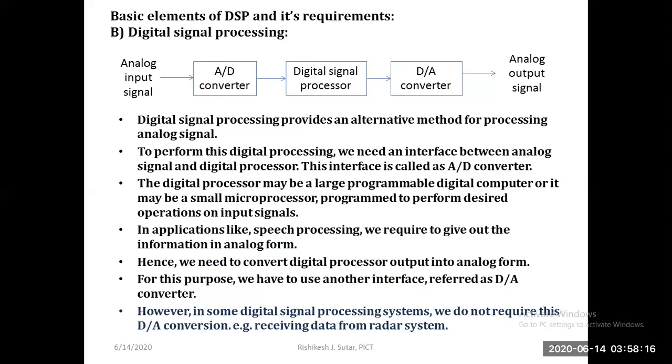However, in some digital signal processing systems, we do not require this D to A converter. For example, receiving a data from a radar system.